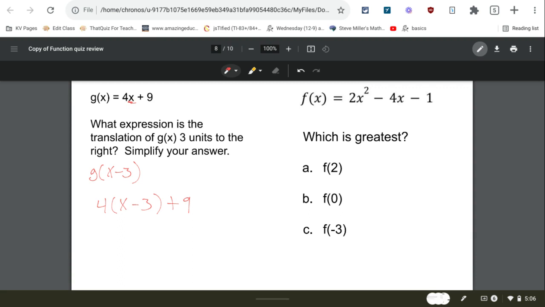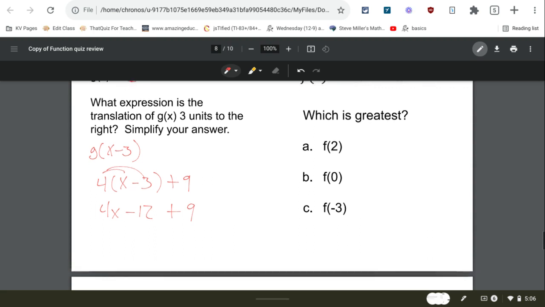Let's see, we can simplify this. It'll be 4x minus 12 plus 9, which becomes 4x minus 3. That'll be our answer.